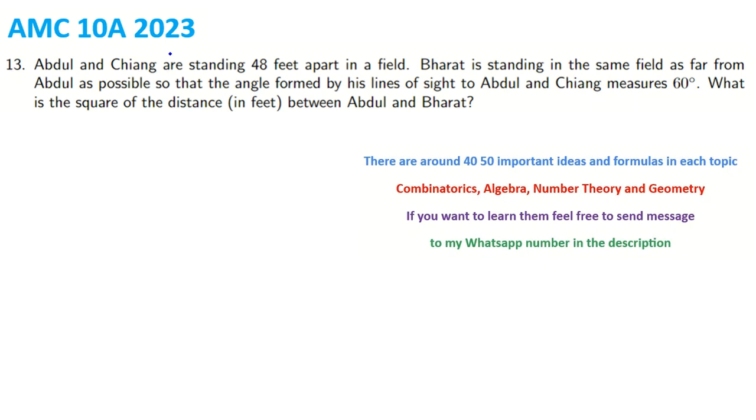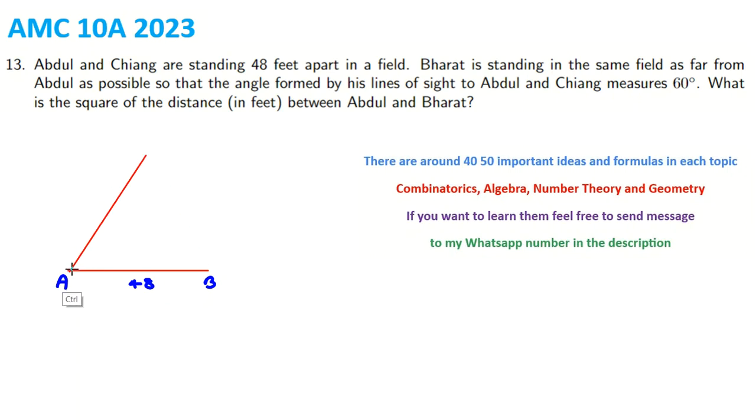AMC 10A problem 2023. Abdul and Cheng are standing 48 feet apart in a field. Okay. Suppose, for example, A here, B here. This length is 48. Bharat is standing in the same field as far from Abdul as possible so that the angle formed by his lines of sight to Abdul and Cheng measures 60 degrees. Okay, so it will be something like this, for example, this one.